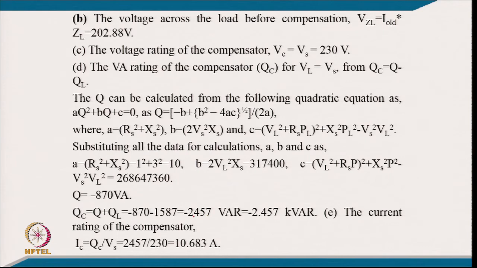So, we get minus 2.457, that minus means it is a leading reactive power, so it becomes 2.457 kVAR, and the equivalent current rating of the compensator will be the VA rating, VAR rating, divided by voltage. So, this is the current rating of the compensator also.